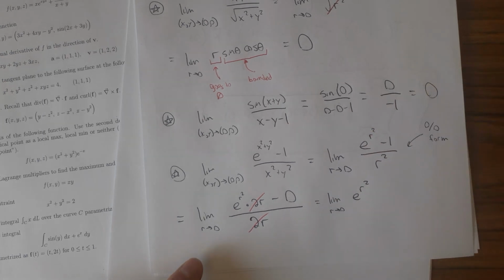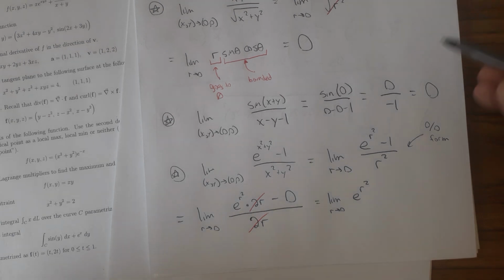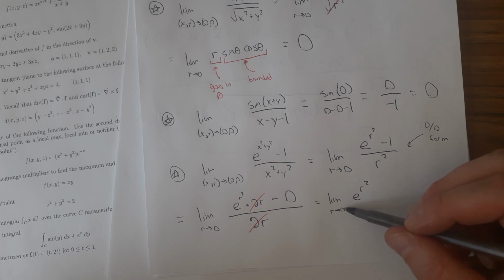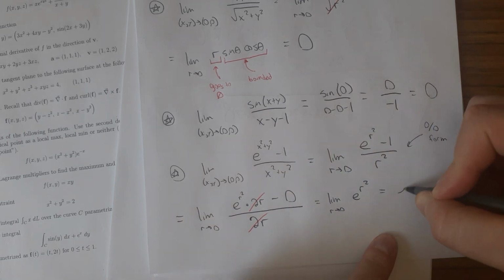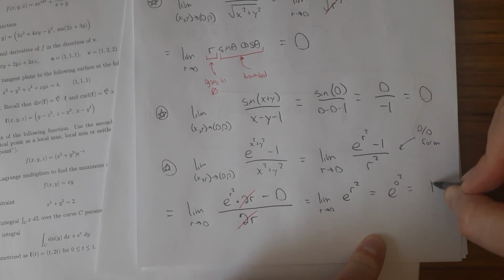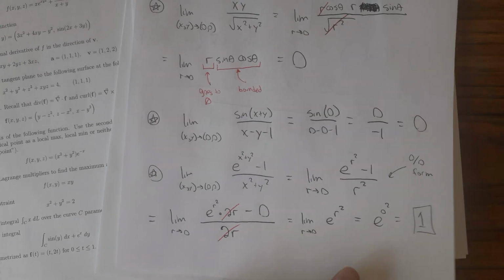So when the smoke clears, we've just got that. And now I start over. What is the first thing we always do? I try plugging in the value of r. And at this point, I'm not going to have any problem doing that. E to the 0 is just 1, and so that's our answer.